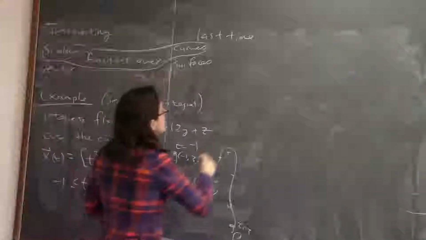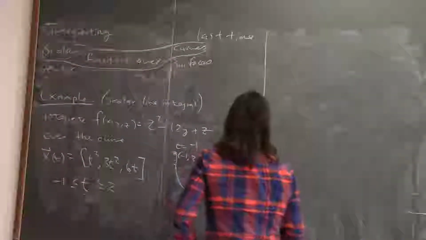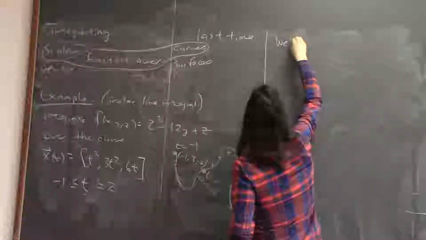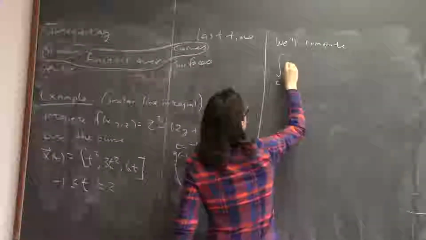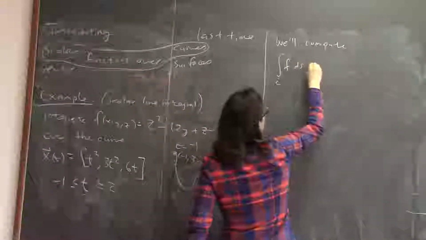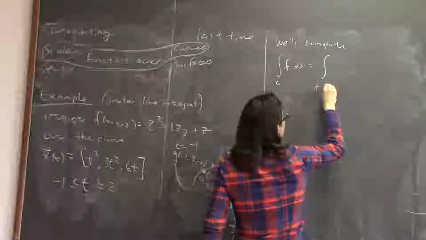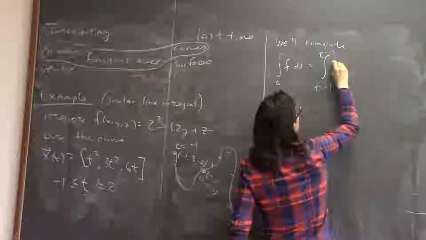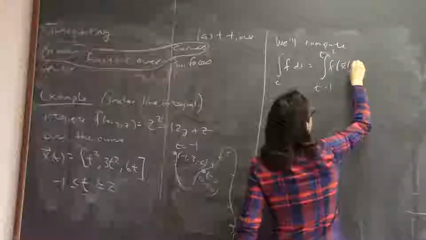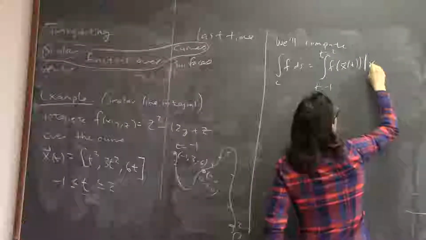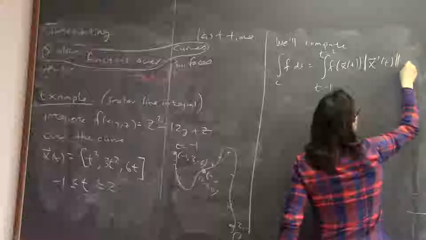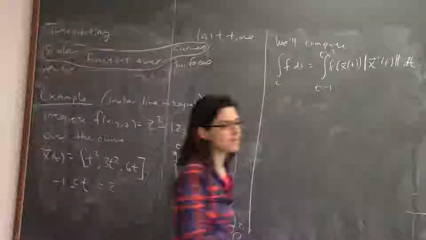So let's do it. So we'll compute the line integral over C of f ds, which is the integral from t equals -1 to t equals 2 of f of x of t times the magnitude of x prime of t dt. So that's what we're going to compute.